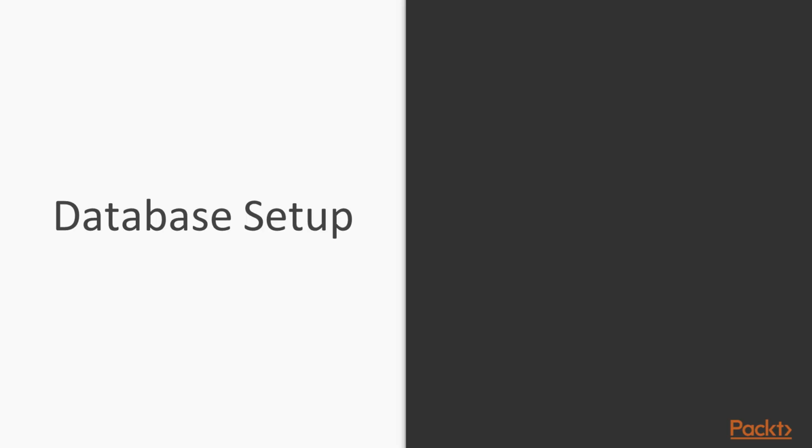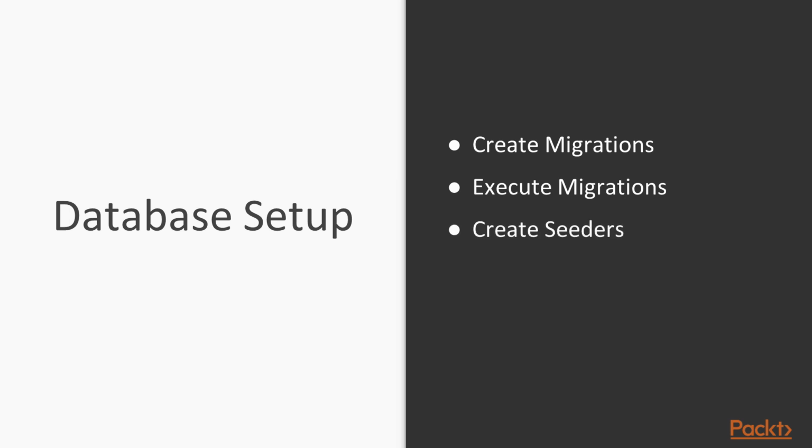For any Lumen project, for setting up a database, first, we have to create migrations. Then, we have to execute the migrations. Once the migrations are executed, you have the tables created in your database. Once the tables are created, you can create seeders and populate the database with seeders.